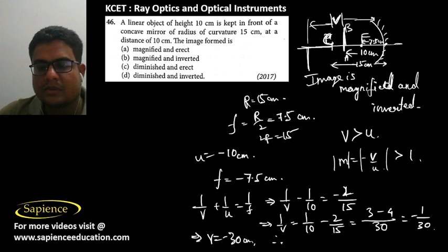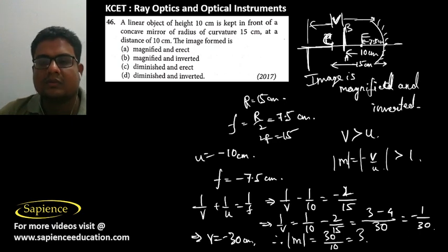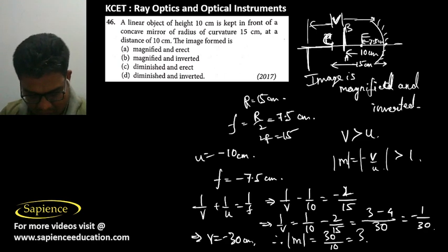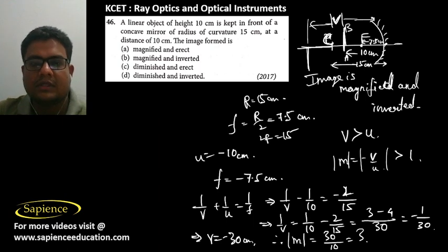So therefore the magnification value, that is equal to v by u, is coming 3. So the image is 3 times enlarged. So it will be obviously magnified and inverted. So option B is the correct answer.